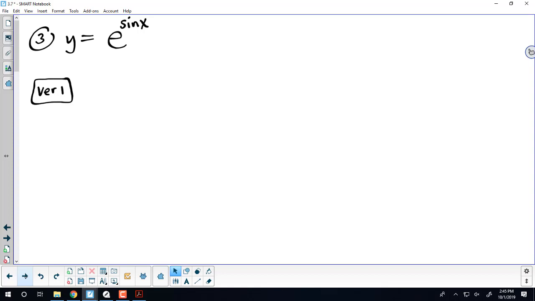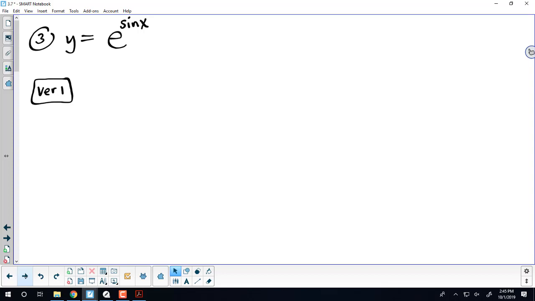So your outer function is e to the x, your inner function is sine x. If you're finding the derivative of the outer function, it's just e to the x. Which means that would still leave sine x times cosine x.